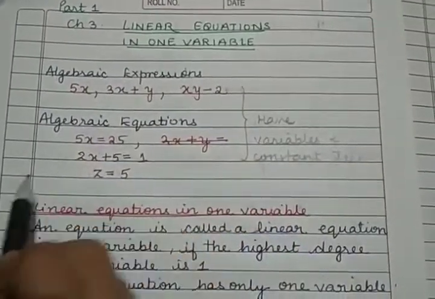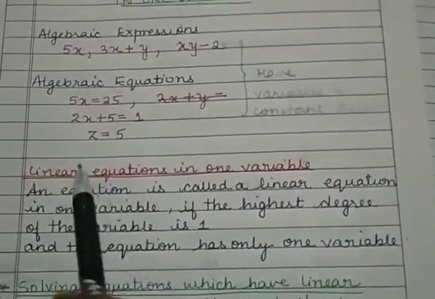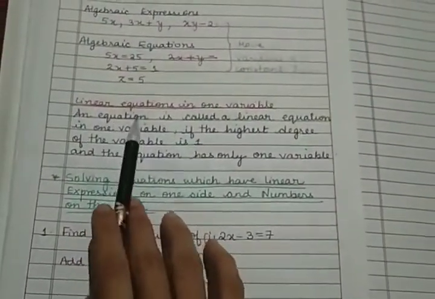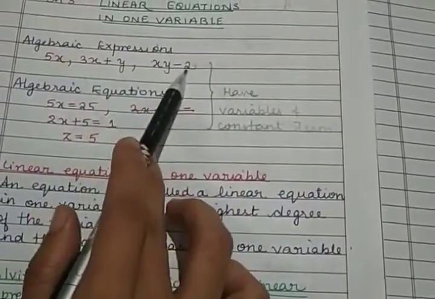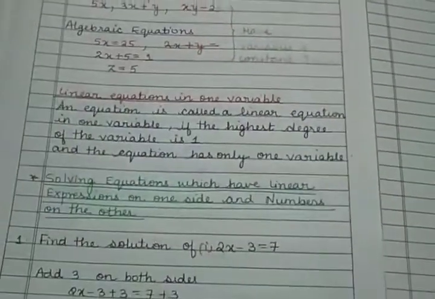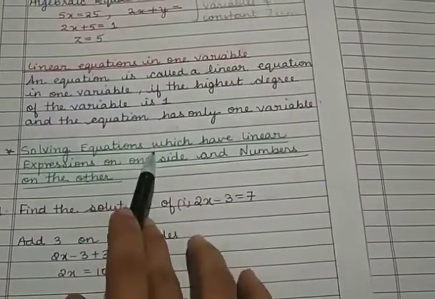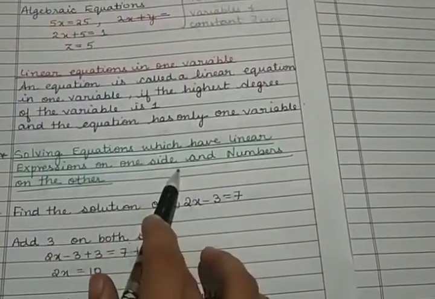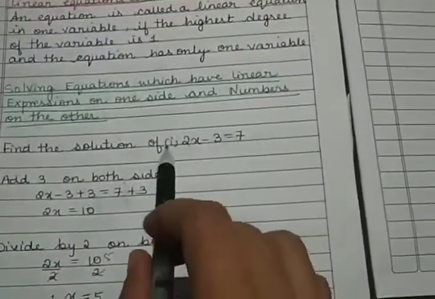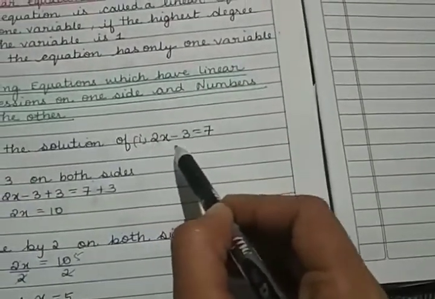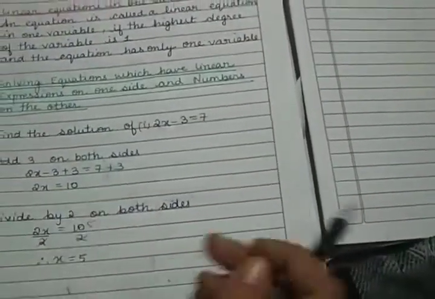So all these equations where the highest degree of the variable is 1, and then it has only one variable like this. This is two variable, this is also two variable. But if it has only one variable, then it is called a linear equation in one variable. Now, solving equations which have linear expressions on one side and numbers on the other side. Now let us see how we can solve equations of this type, where you have expressions on one side, that is the left hand side, and a number on the other side.